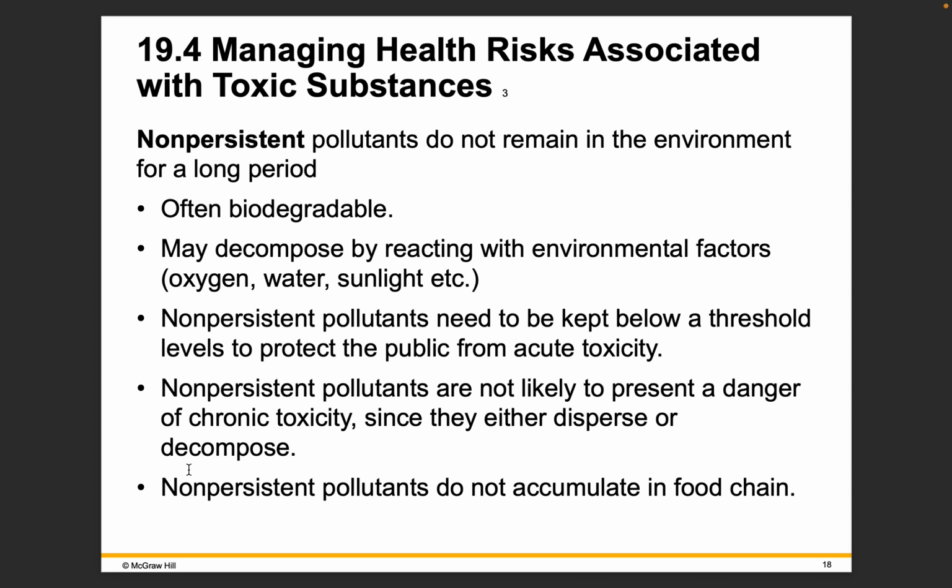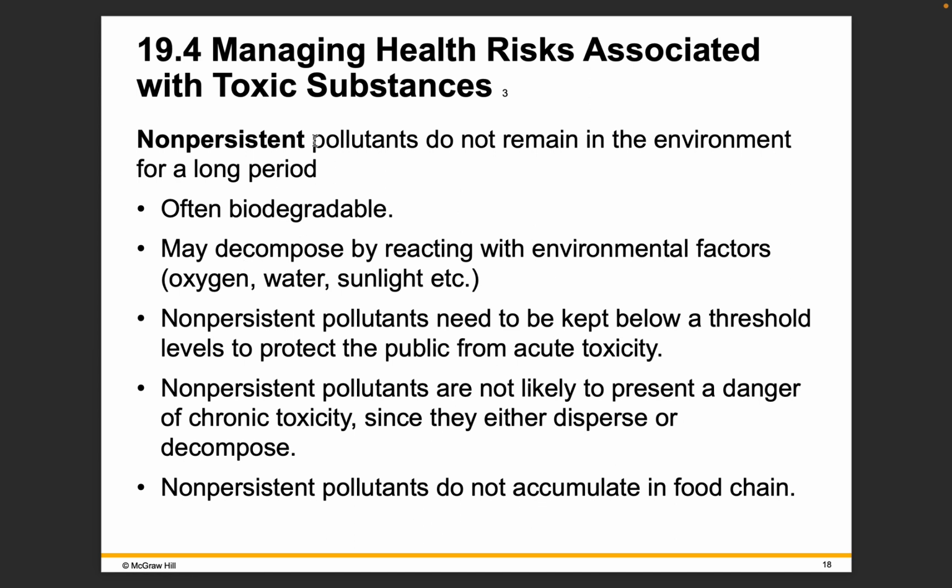All right, non-persistent pollutants are pollutants that do not remain in the environment for a long period. They're biodegradable. They may decompose by reacting with environmental factors. Non-persistent pollutants need to be kept below a threshold level to protect the public from acute toxicity. And non-persistent pollutants are not likely to represent a danger of chronic toxicity since they either disperse or decompose. And non-persistent pollutants do not accumulate in the food chain.